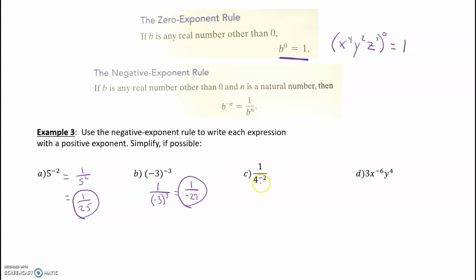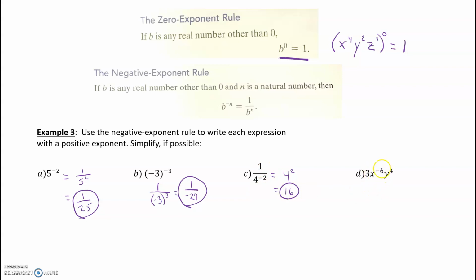Here, so notice how this is in the denominator. To make it positive, we're actually going to put it in the numerator. So we're going to have 4 squared, which gets me 16. So kind of like a little shortcut. If it's in the bottom, bump it up to make it positive. If it's in the top, bump it down to make it positive.